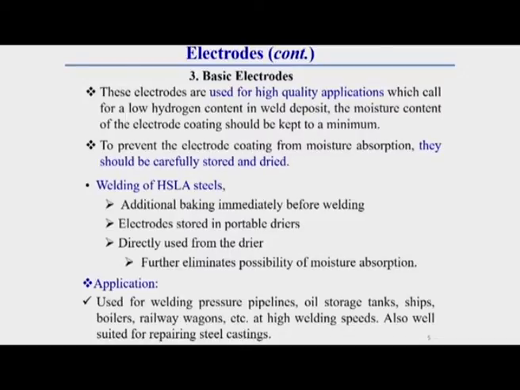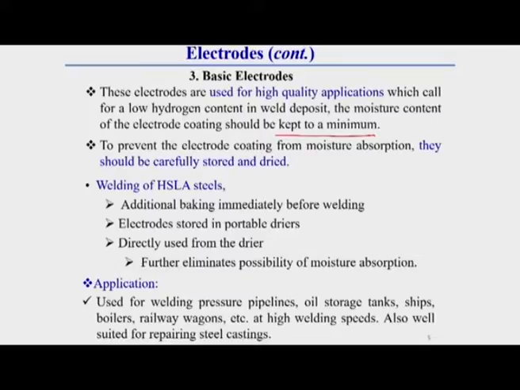The moisture content of the electrode coating should be kept to a minimum. You should keep this in mind. Once we do the welding using this electrode, the moisture content should be as minimum as possible, then your weld quality will be good. One thing to keep in mind is that once the electrode is exposed in open weather, these slags have a tendency to absorb moisture from the atmosphere. So to avoid this, once you go for using this type of electrode, the basic electrode, you should dry it before welding.